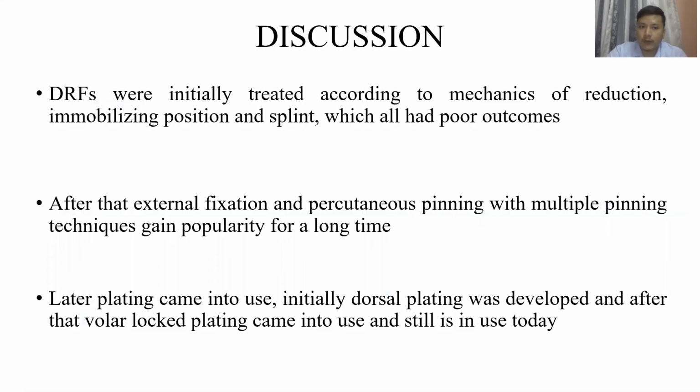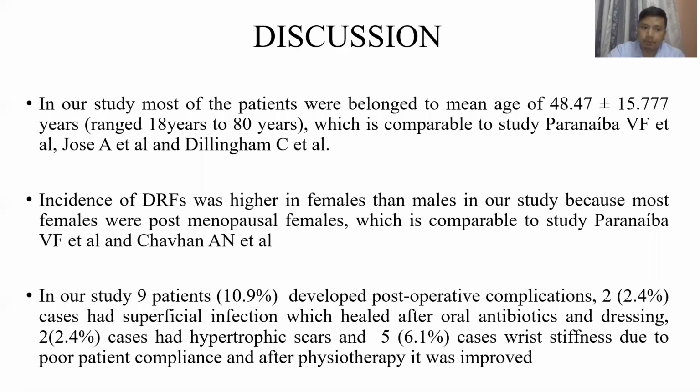Distal radius fractures were initially treated according to the mechanics of reduction, immobilizing position, and splint, which had poor outcomes. After that, external fixation and percutaneous pinning with multiple pinning techniques gained popularity for a long time. Later, plating came into use, initially dorsal plating, and after that, volar locking plating came into use and is still in use today.